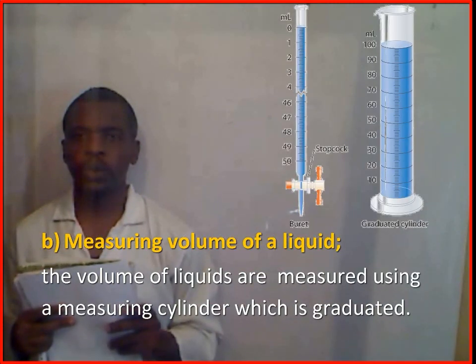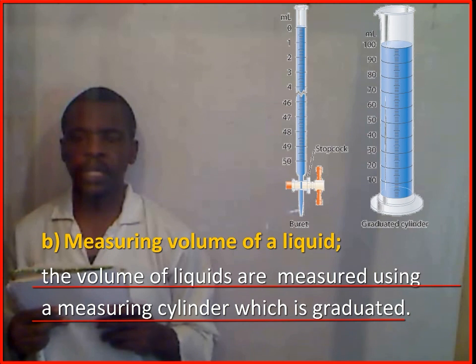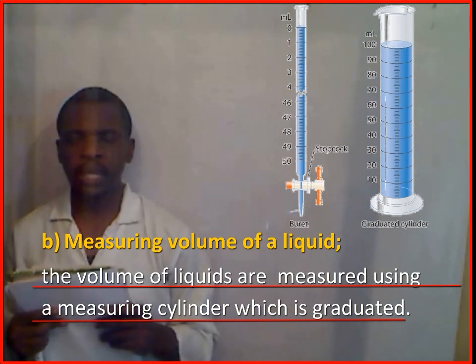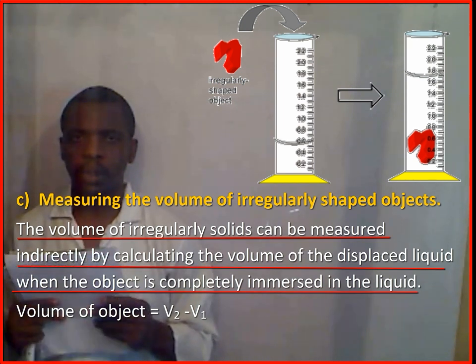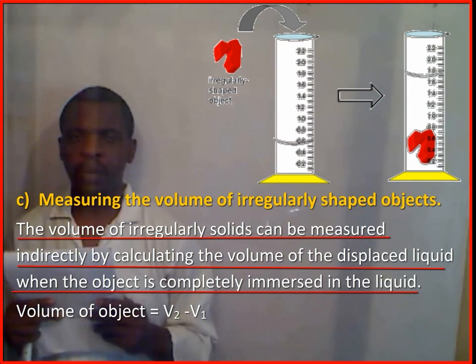Measuring volume of a liquid. The volume of a liquid is measured using a measuring cylinder, which is graduated in cm3. Measuring volume of irregular objects. Example, stone. The volume of irregular objects can be measured indirectly by calculating the volume of displaced liquid when the object is completely immersed in the liquid.